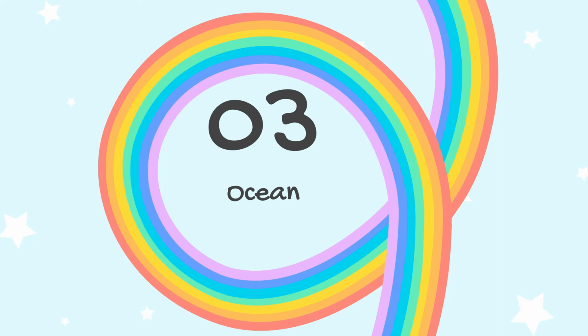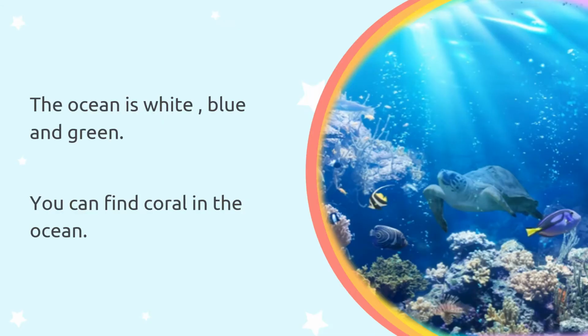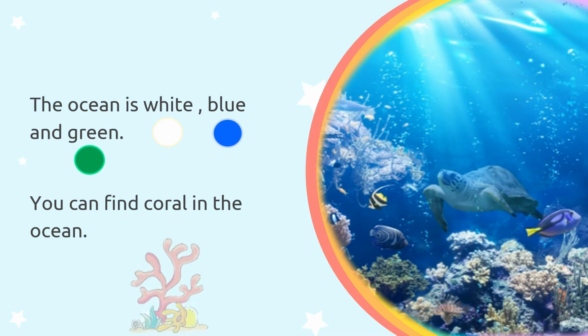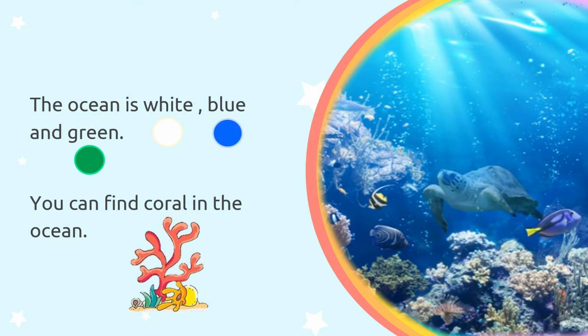The third habitat is ocean. The ocean is white, blue, and green. You can find coral in the ocean.